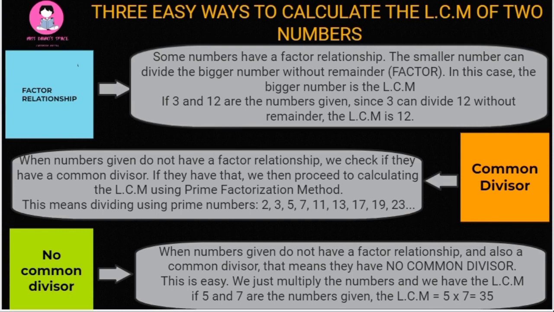The last rule, we have no common divisor. When numbers do not have a factor relationship and also a common divisor, that means they have no common divisor. That is, they don't have a number that can divide both numbers without remainder. This is easy. We just multiply the numbers and we have the LCM. So if 5 and 7 are the numbers given, the LCM becomes 5 times 7, which is 35.